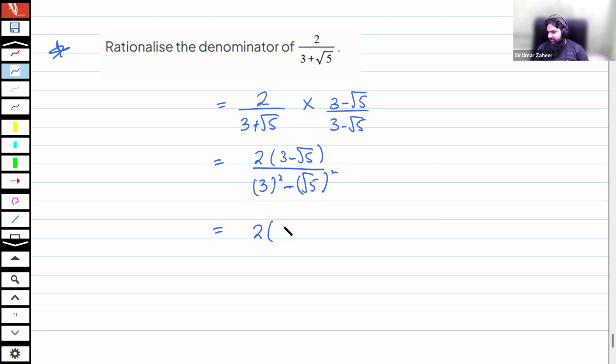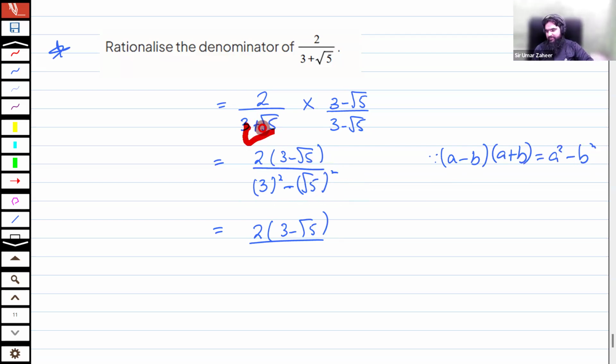Now 2 as it is, 3 minus square root of 5. I have to use the identity here, okay? Maybe you remember it will be a minus b into a plus b, that will be equal to a square minus b square. So same identity I have to use here. A first term plus second term, first term minus second term, so that will be equal to the first term square minus second term square.